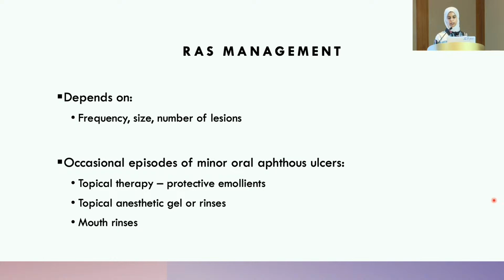In some cases, maybe the patient isn't having that much pain, it's not really affecting their everyday life, we may not treat these patients. And for patients who have only occasional episodes, small lesions, maybe just 1 to 2 outbreaks a year, we can then consider just over-the-counter topical medications like protective emollients. These will provide a barrier for the ulcer, so it will protect them from noxious stimulants. Some of them also have active compounds in them, which will give them an immunomodulatory effect, which will also alleviate the pain. And then we can use just topical anesthetic gels or rinses or different mouth rinses too.